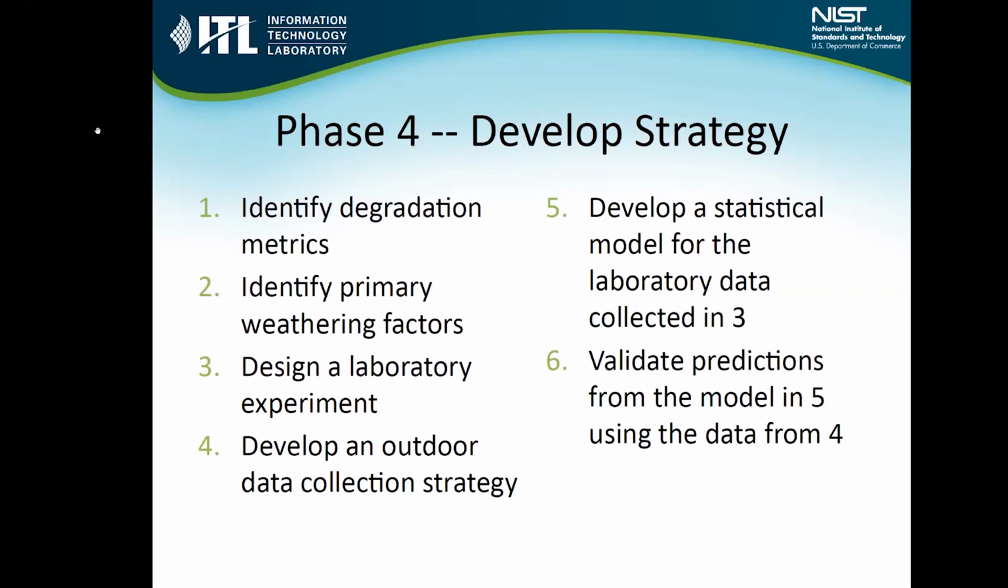Fifth, we'll use a statistical model like a regression model as the basis for predicting how much degradation is going to occur for the samples weathered outdoors. And then the final step is to validate the predictions, or just compare the predictions to what is actually observed outdoors.